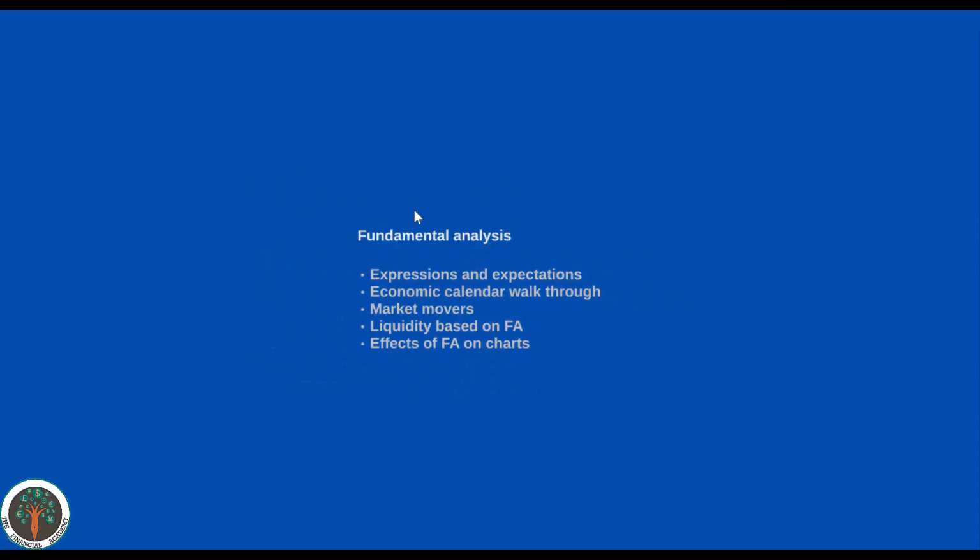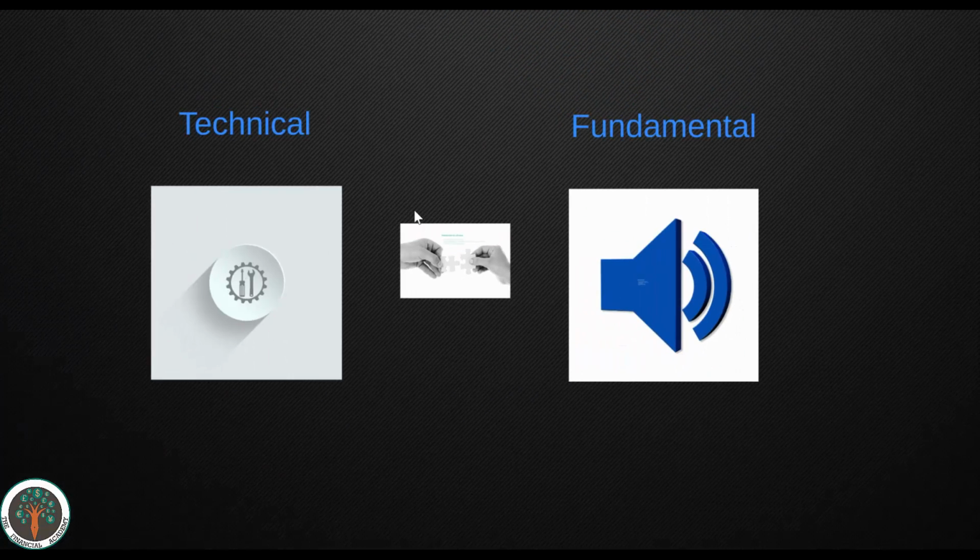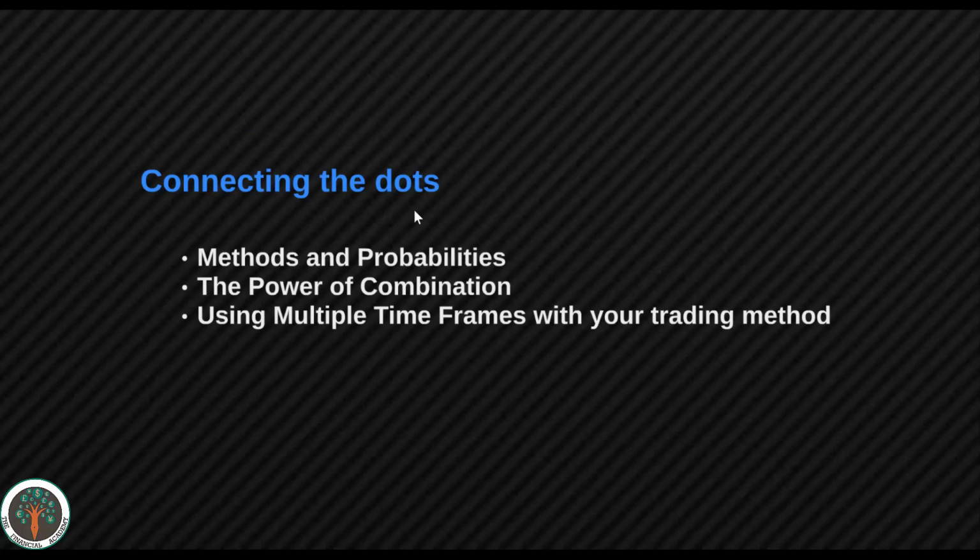And the last thing that we will describe during this advanced course is connecting the dots. Over here, we will talk about methods and probability. I've talked about probability a lot during the beginner's course, and over here, we will actually make the connection between the different methods and probabilities.